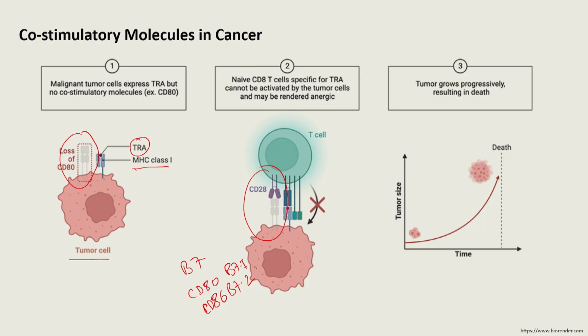So B7-1 and B7-2 are nothing but CD80 and CD86.